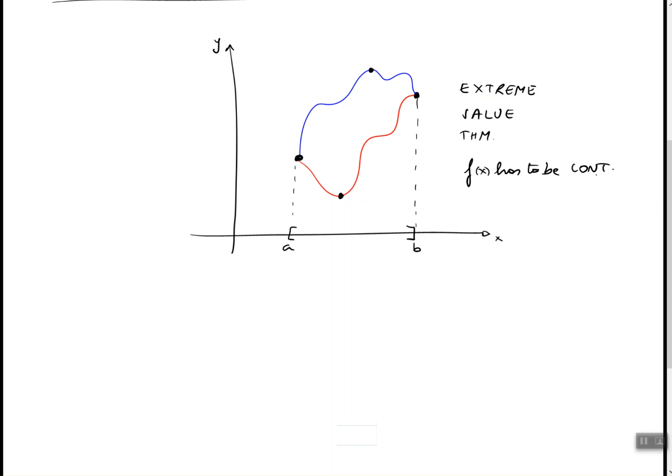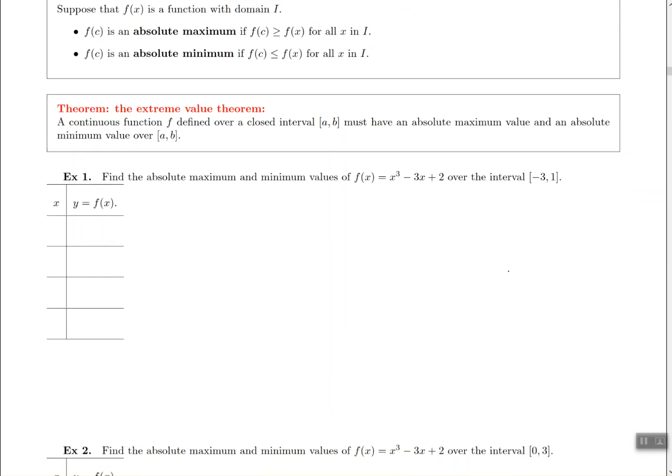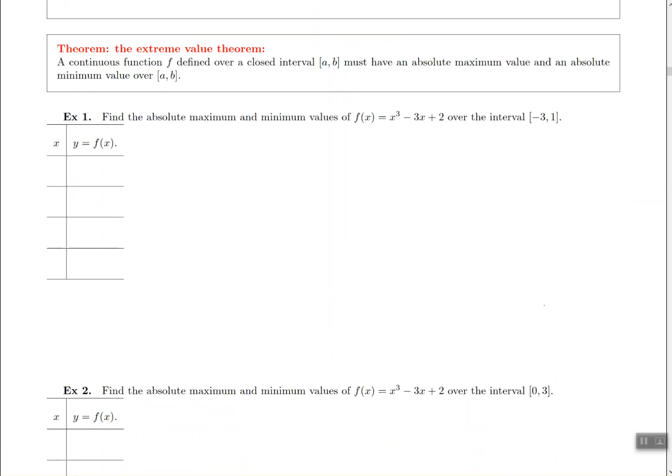All right, let's go ahead and practice that with one of the examples. So here we go. It says find the absolute maximum and minimum of the function f of x equal to x cubed minus 3x plus 2. So we will start the same way as usual. We will start by finding the derivative.